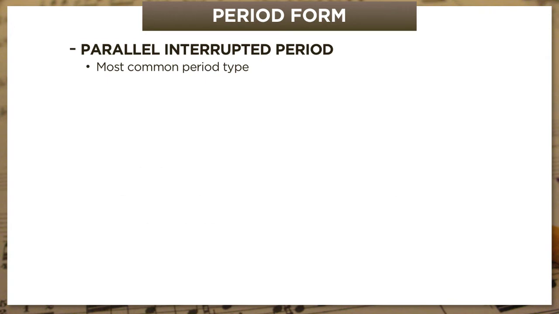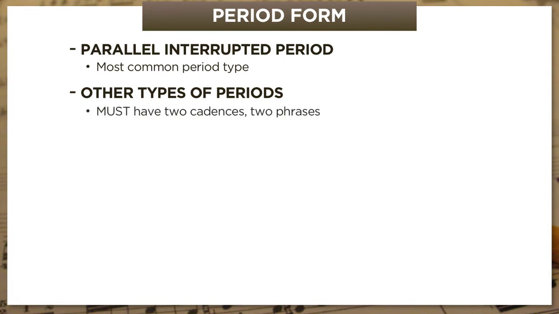Now, as I mentioned earlier, there are other types of periods, and we're going to look at a few of them now. But what you need to know first is what makes them periods, because they're going to be different in some respects from the parallel interrupted period. To be a period, writ large, a form must have 2 cadences and thus a minimum of 2 phrases. A period is essentially a pair of phrases that combine to form a bigger, more coherent whole. However, the types of cadences and the precise harmonic organization can vary pretty widely.